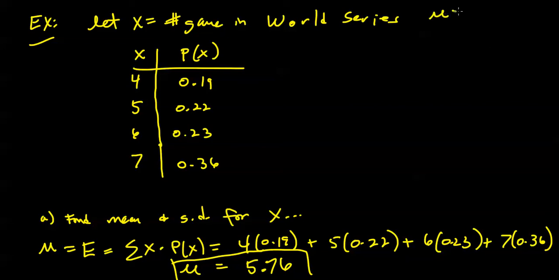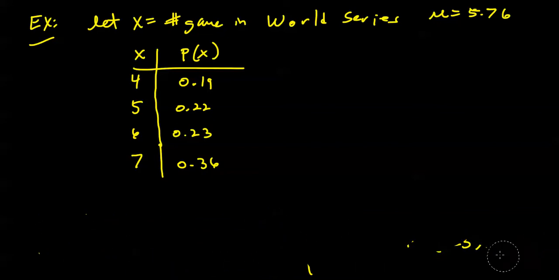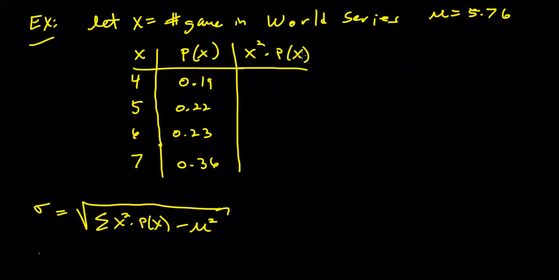Let me put that up here. Mu equals 5.76, because of course we're going to need it to compute our standard deviation. Now I want the standard deviation. Of course, we remember our formula for standard deviation: square root of summation x squared times p of x minus the square of mu. Again, I'm going to make a third column here. I'll call it x squared times p of x. And let me grind this out with you.